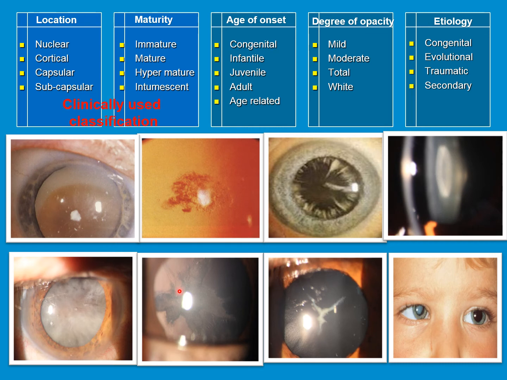Normally in the clinic, we classify them according to either location or maturity. So maturity or location are the main ways we classify the cataract. Let's discuss it in further detail in the coming slides.